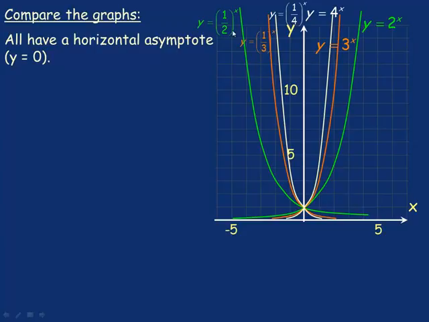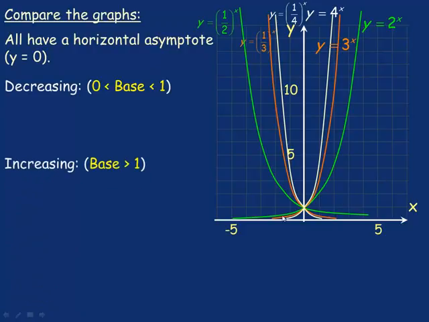Now, these functions here that have a base between 0 and 1 are completely decreasing functions. And remember, to figure out if something is increasing or decreasing, you look at the graph as you go from the left side to the right side. So these are all going down from left to right, so they're decreasing functions.